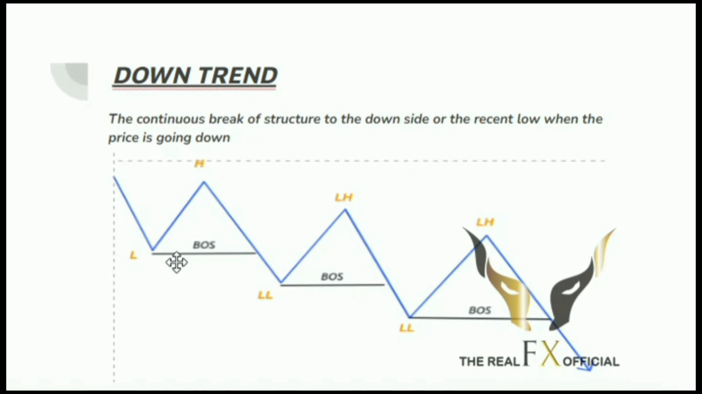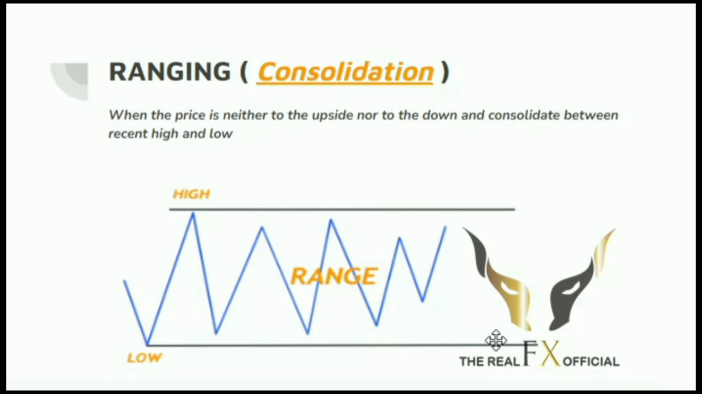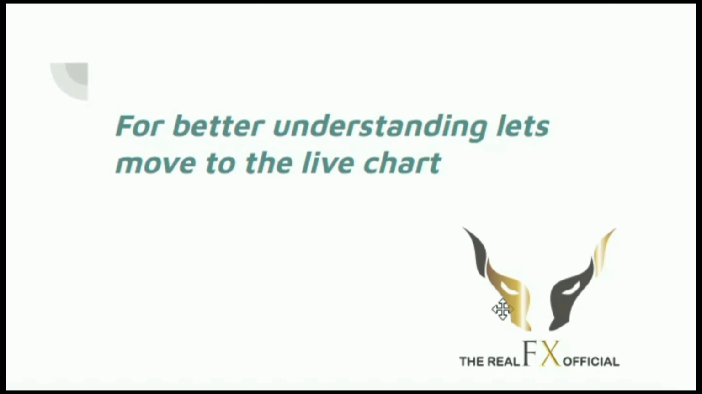Ranging. Now let's understand ranging. What is ranging? Ranging is also known as consolidation. It's when the price is neither going to the upside nor to the downside and just consolidates between the recent high and the recent low, okay. So here a low is formed, okay, and then a high is formed, and now the price is just ranging between this high and low. As a result, a range is formed, okay, the price is consolidating. This type of movement, when the price is breaking structure neither to the upside nor to the downside, is known as ranging or consolidation, okay.